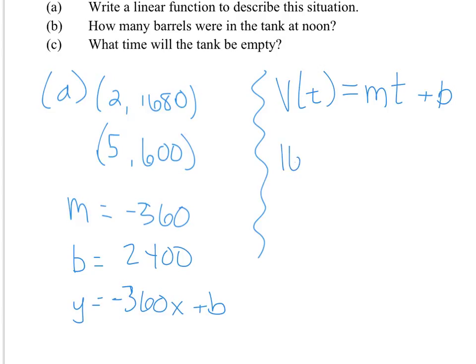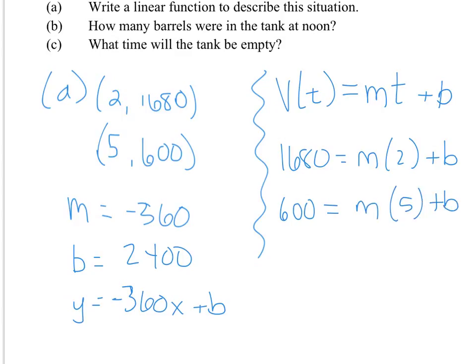So plug in 1,680 gallons of fuel. The slope is unknown. After how long? 2 hours. And then plug in 600 here. Slope is unknown. After how long? Well, 5 hours. And you have 2 variables and 2 equations. You can plug this right into a matrix and do what looks like 2, 1, 1680, 5, 1, 600, and just solve with the matrix to get m and b. Does that make sense why I'm saying that? Okay. It's another approach to take.